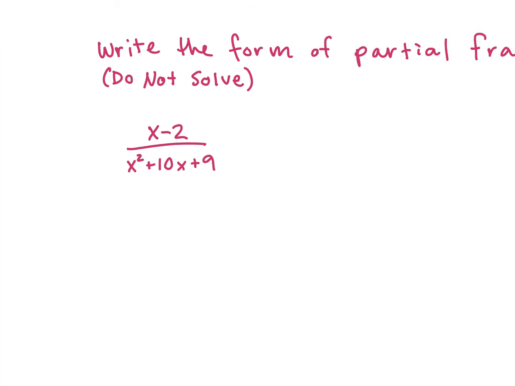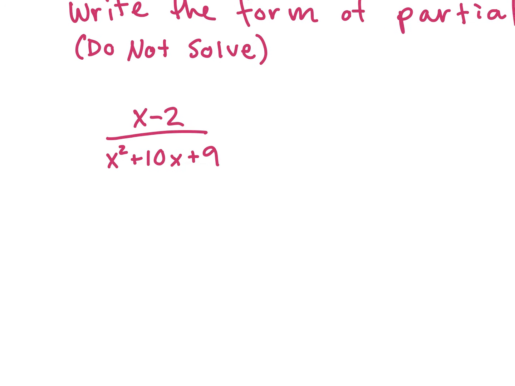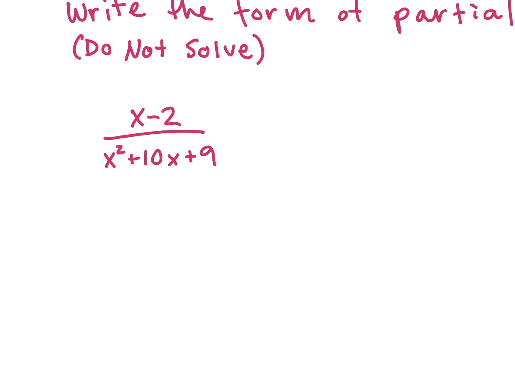Okay, we have some extra ones here. This says write the form of the partial fraction decomposition, but don't solve it. If you want to go ahead and solve it, that's fine, you don't have to, though. We're just working on breaking it up. What do I have to do first? I have to factor the denominator. So what would my denominator factor into? x plus 1 and x plus 9.